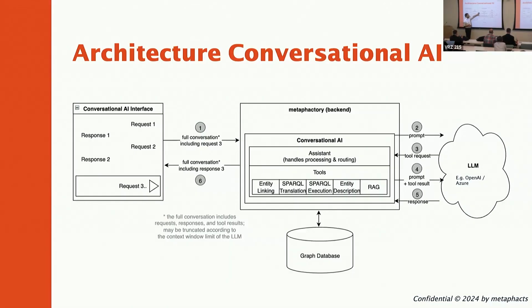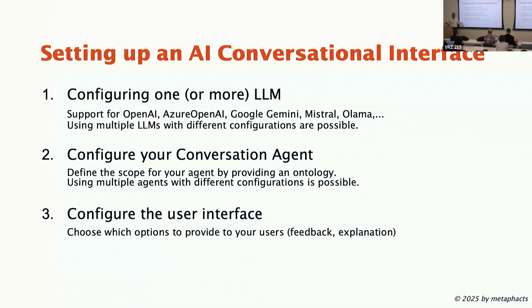Then we have the agent part. The agents have several tools available: entity linking, SPARQL translation, execution, LED descriptions, and so on. The agents can be configured to make use of one or all of the tools, and the tools can also be configured and tailored to specific use cases. And then you have a conversational AI interface that allows you to communicate with the agent. So it's a very simple setup.